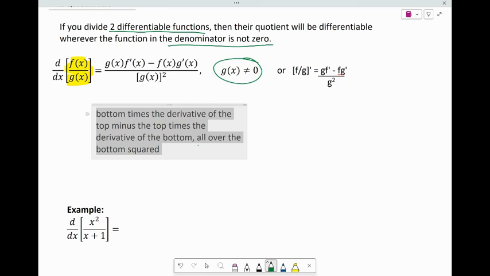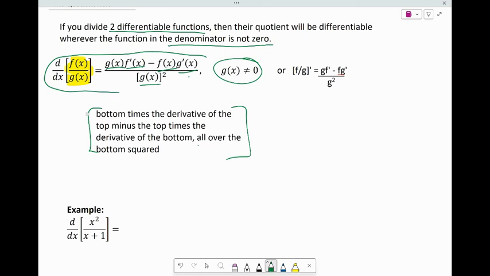You're going to take the bottom times the derivative of the top minus the top times the derivative of the bottom all over the bottom squared. That's what this description here says. Bottom times the derivative of the top minus the top times the derivative of the bottom all over the bottom squared. It's a pretty long rule when you think about all these symbols, but if we reduce it down, again, take the just parentheses x part out of it, the rule becomes simplified and it's a little bit easier to remember. I also learned it this way a long time ago, and I still remember it.